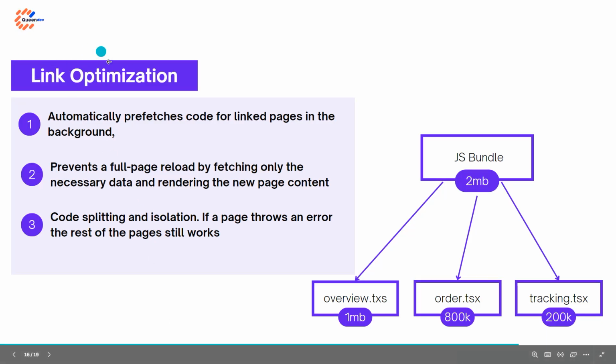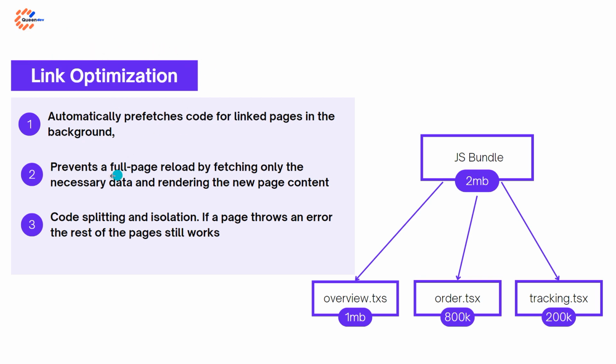So here we have link optimization. With next link, Next.js automatically prefetches code for linked pages in the background. That means for all the pages that are already in the viewport of our application, Next.js is going to prefetch the code for those linked pages for us without affecting our page in any way. That means all the code is going to be available, so that when we click on a particular link, we just have the code for that link given to us. So that's what Next.js does with the link element.